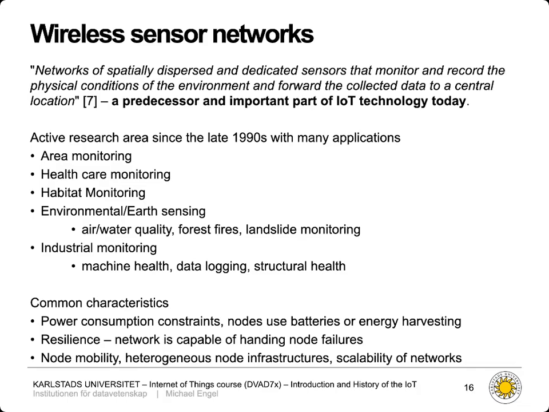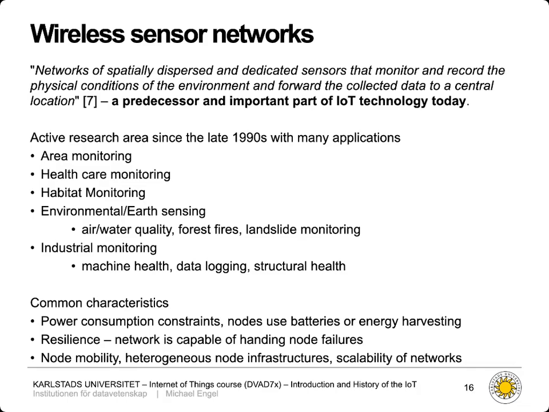And of course, if you have a large industrial plant, you can also do industrial monitoring, for example, for machine health in large and complex machinery, where you can't just look inside all the time. You can do data logging. You can check buildings for structural health, like bridges and so on.